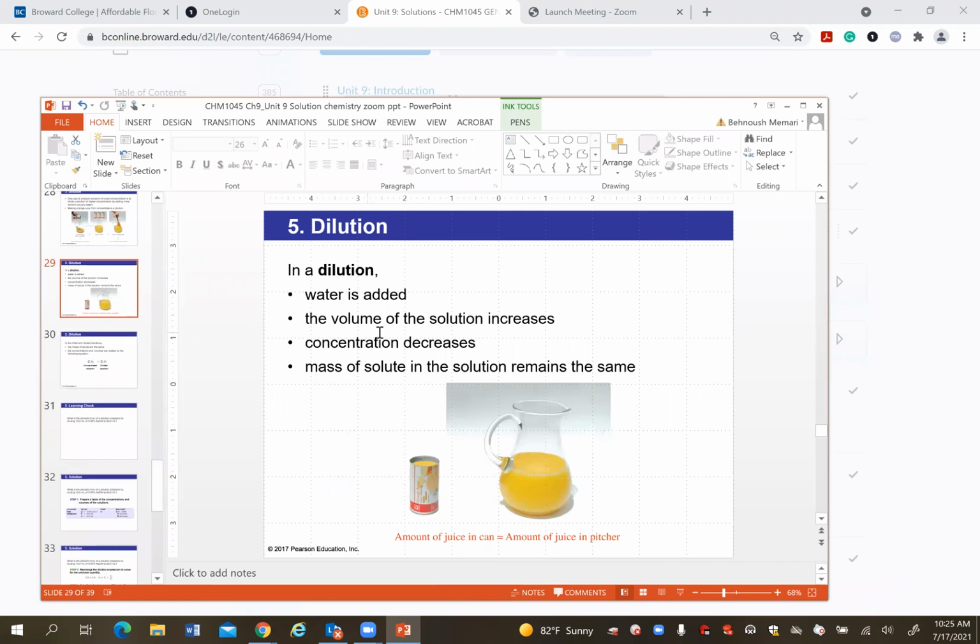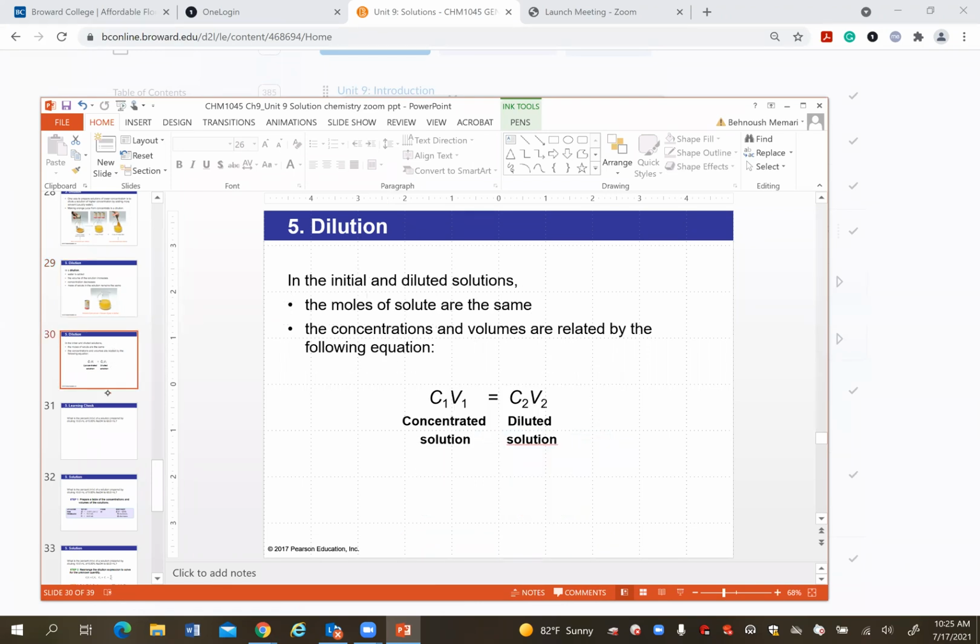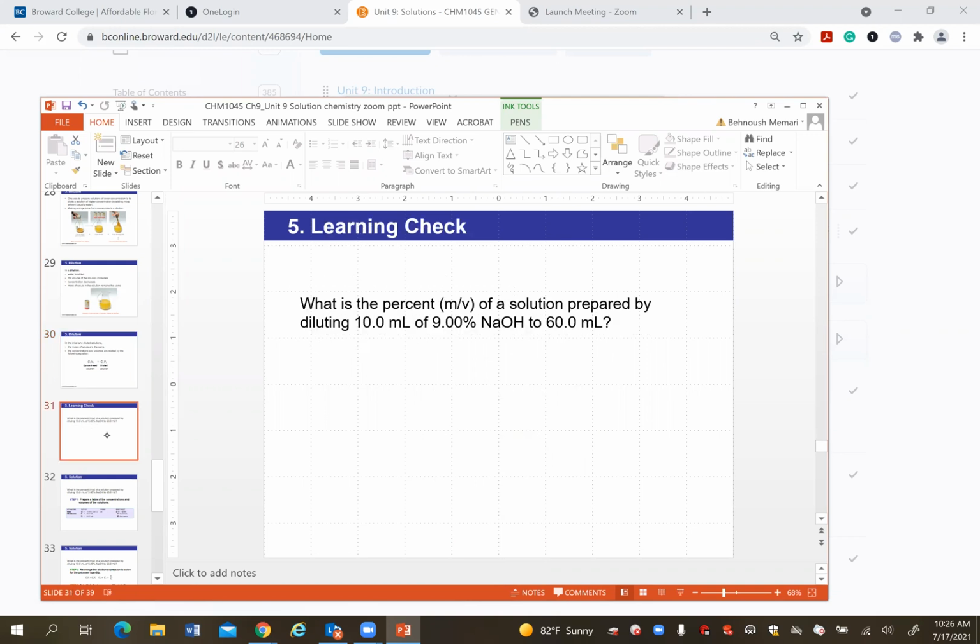So in dilution, water is added, volume would increase, concentration decrease, but the mass of the solute, the same example I used before for sugar in iced tea, the mass of the sugar does not change. Mass of the solute does not change. C1 V1 equals C2 V2 is used for concentration expressed in percentage. M1 V1 is the concentration expressed in molarity. So it's the same thing, same formula is used for dilution problems.